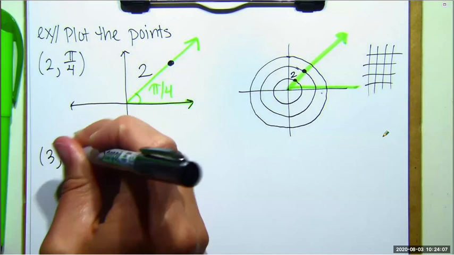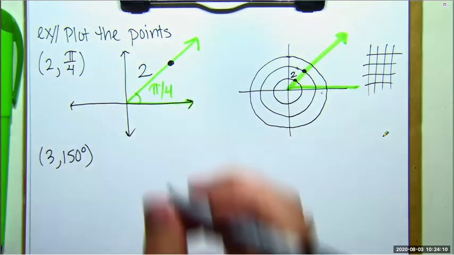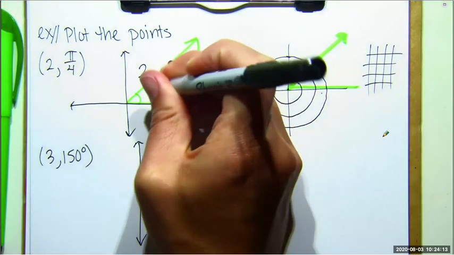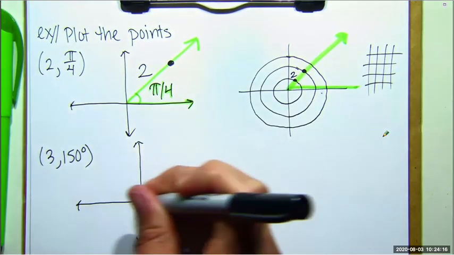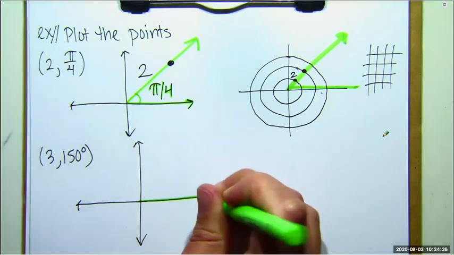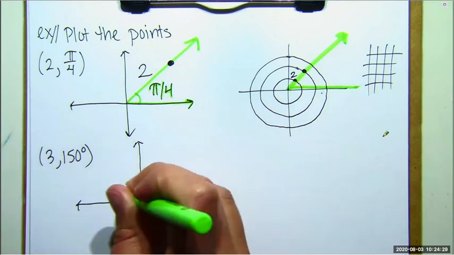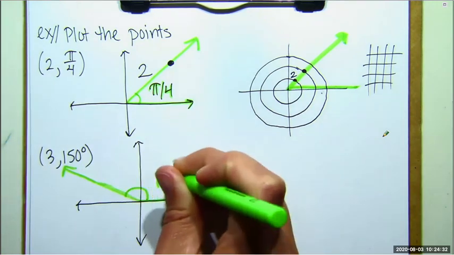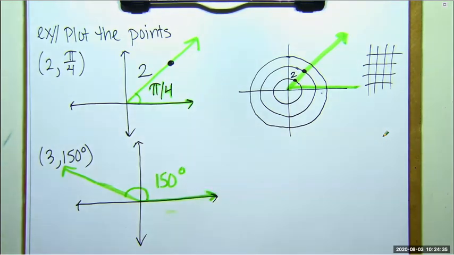The next one, (3, 150 degrees). The first thing we'll do is plot in our angle, 150 degrees. We know that that is in the second quadrant and it's 30 before 180, so it's about right here. So here is 150 degrees. Then our point is a distance of 3 away from the pole, which is the origin. Again, we'll just do an approximate drawing here, and we'll label this with a 3 to indicate that's a distance of 3 away from the pole.